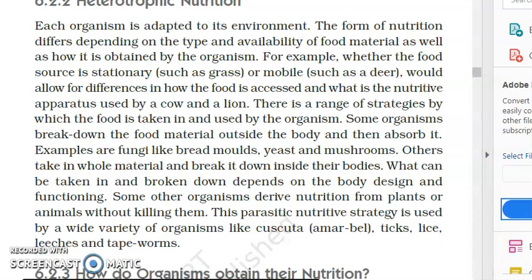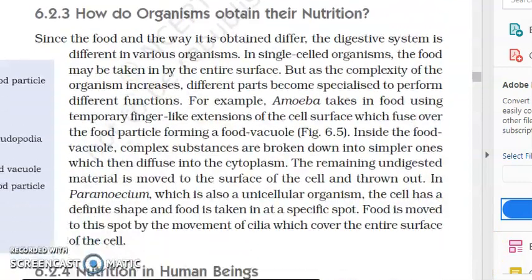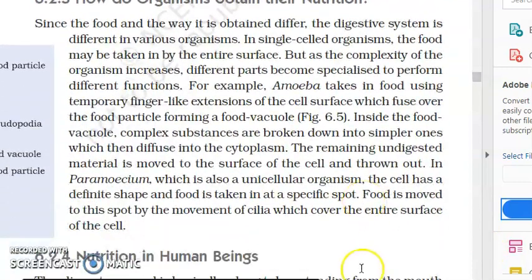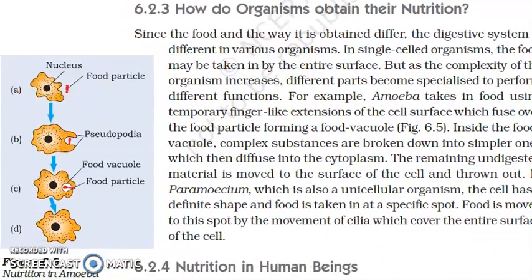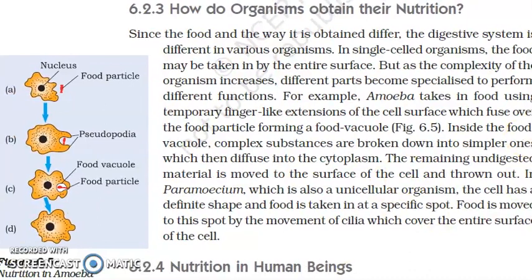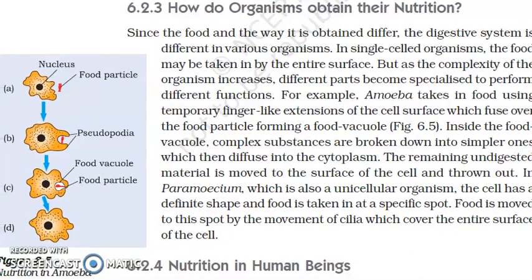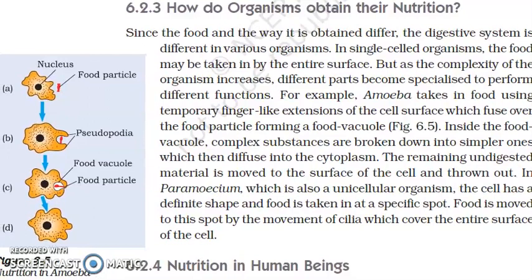So now we come down to how simple organisms like amoeba obtain their food. We have just discussed that something is very special about human beings because they have a very specialized set of organs which are meant to perform those 5 steps of holozoic nutrition. But when we talk of a simple unicellular organism like amoeba, nutrition happens in some very basic steps.